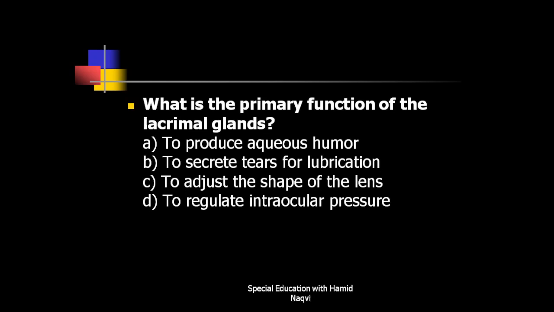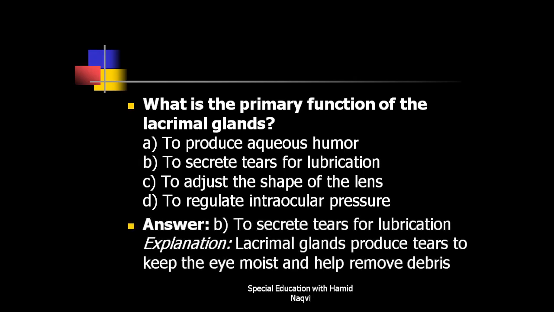What is the primary function of the lacrimal glands? To produce aqueous humor, to secrete tears for lubrication, to adjust the shape of the lens, to regulate intraocular pressure? Answer is to secrete tears for lubrication. Lacrimal glands produce tears to keep the eyes moist and help remove debris.